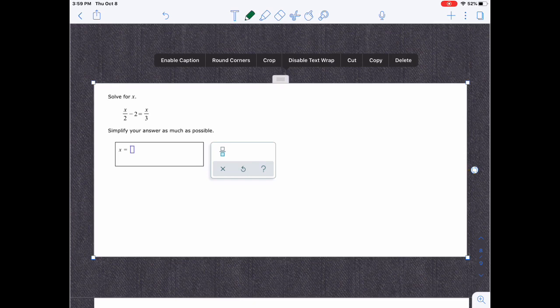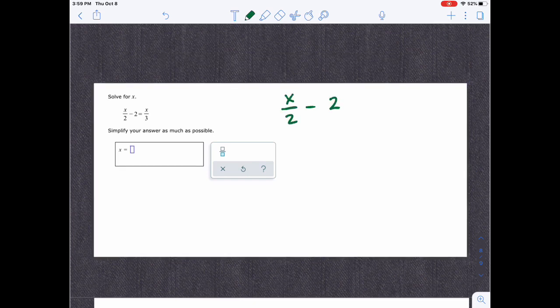All right, here's another one. x over 2 minus 2 equals x over 3. Look at that. We have multiple x's. We could multiply this all by 6 and get rid of these fractions. That would be really convenient.